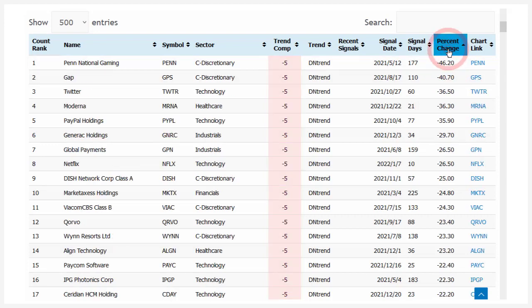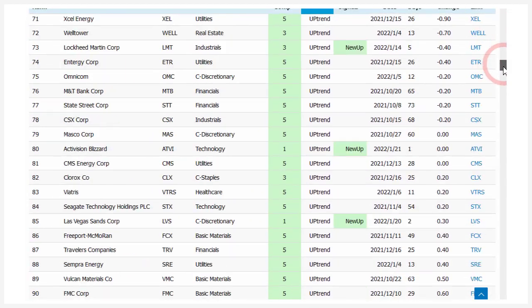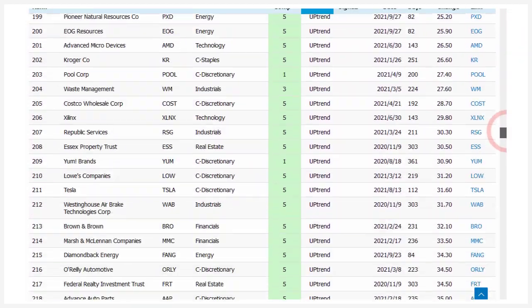And then if we click that column again, we can see the biggest losers: Penn National Gaming, Gap, Twitter. Moderna triggered a trend signal 21 days ago, and it's down 36%. You can do a number of sorts here. Now, what I've done is just a sort by trend here, and there's a count rank over on the left-hand side. So we've got uptrends, and so we can scroll down and we can see when those uptrends end.